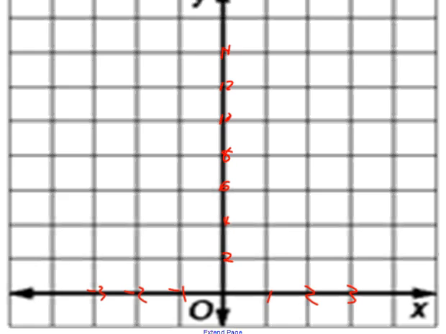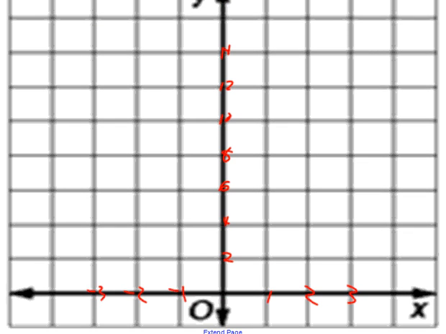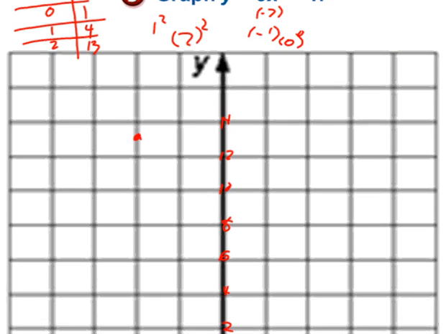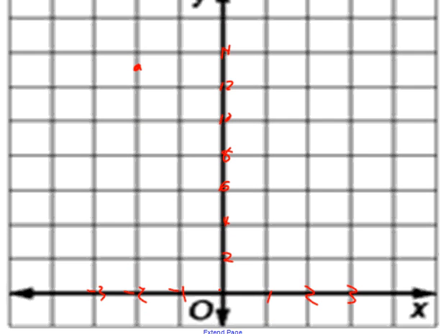So as I graph, my first ordered pair was negative 2, 13. Negative 2, and up to 13 would be about right here. And then the next ordered pair was negative 1, 4. Negative 1, and up to 4 would be about right here.